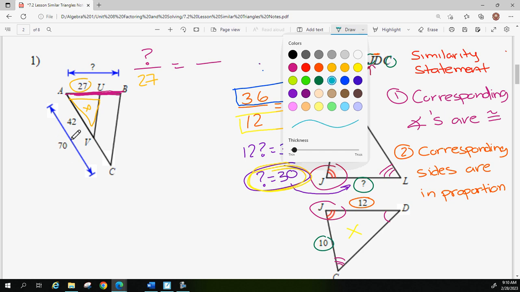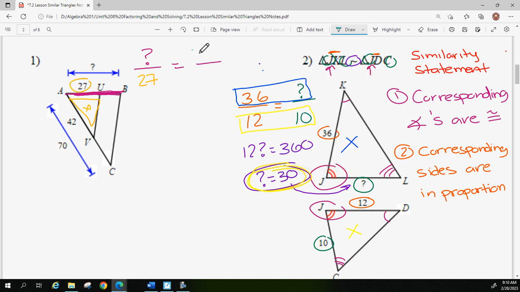And then we have 70. That's this big piece, and it goes with 42. And you can see that question mark and 70 come from the same triangle. They're both on top. 27 and 42 come from that smaller triangle. They're both on the bottom. Now we can solve this proportion, and I hope you're getting really comfortable solving proportions with all of the proportion solving we're doing.